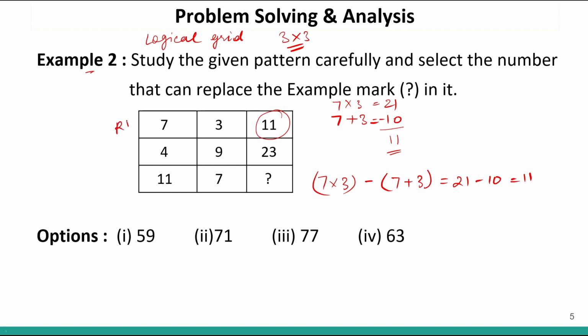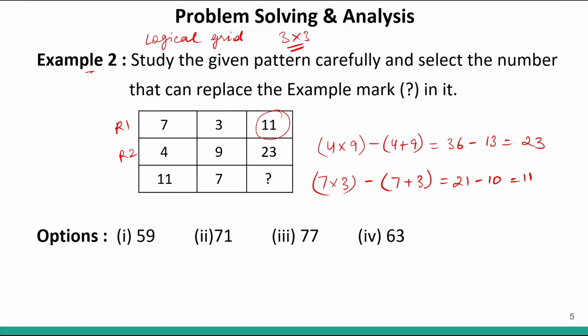This was for row 1. Now let us check for row 2 as well. So if I do the same logic for row 2, that is 4 into 9 minus 4 plus 9. So 4 into 9 will be how much? 36 and 4 plus 9 will be 13. So this will give me 23, which is this number. So this logic is correct for both row 1 and row 2. So this is our logic and we'll apply the same logic to row 3 as well.